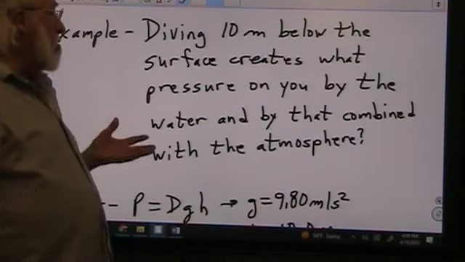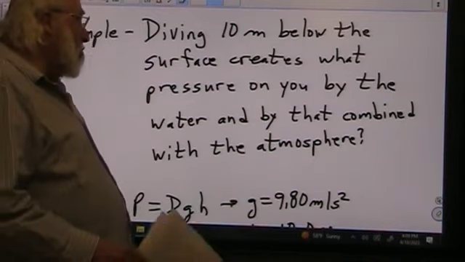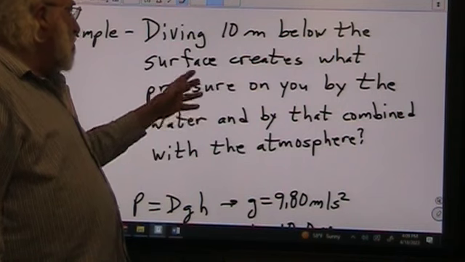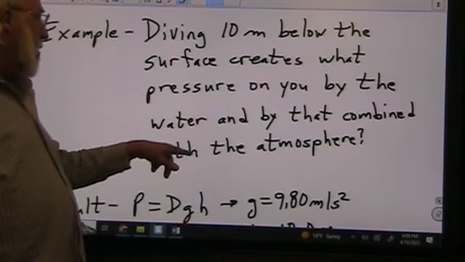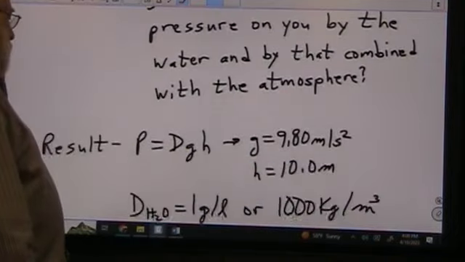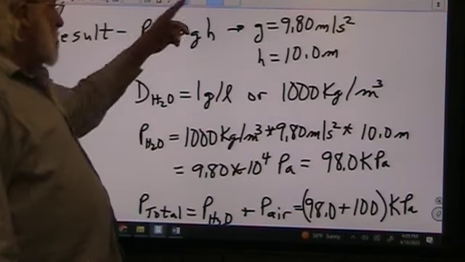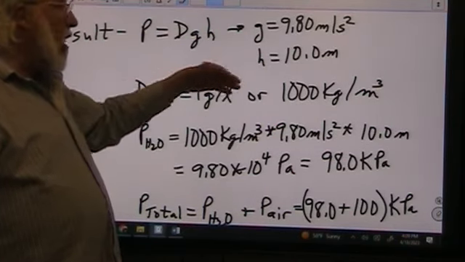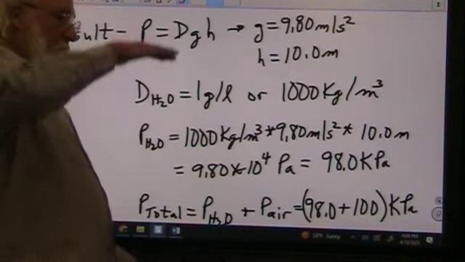Now, here's how we use that. Suppose you're diving 10 meters below the surface of water. Hopefully not diving in the air. What pressure does that create on you, from the water combined with the atmosphere? So that's our first problem. We're using P equals dgh, and g is 9.80 meters per second squared, and the change in height is 10 meters. So you're going from this point to this point down.